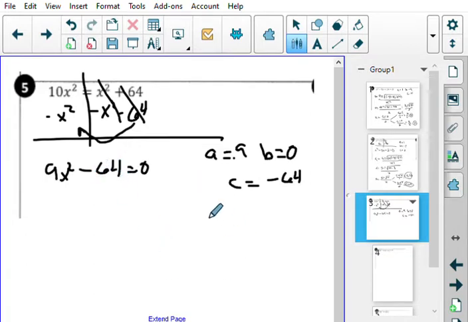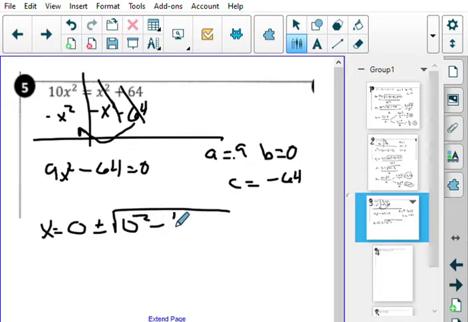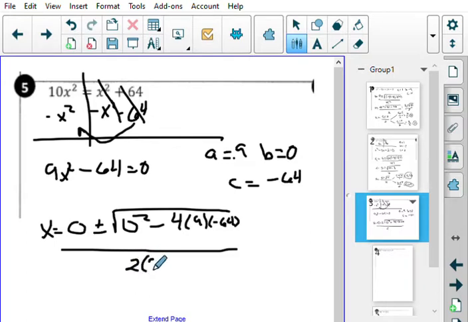So let's do this one real quick with the quadratic formula, and that'll be it for this. And then I'll just take a look at those other ones real quick. So we've got x equals, the first thing is negative b. Well, b is 0, so there's no negative to go along with that. Plus or minus the square root. Inside the square root is b squared. That's 0 squared. That doesn't change. Minus 4 times my value of a, which is 9, times my value of c, which is negative 64. And it's all being divided by 2 times 9, which is 2 times a.